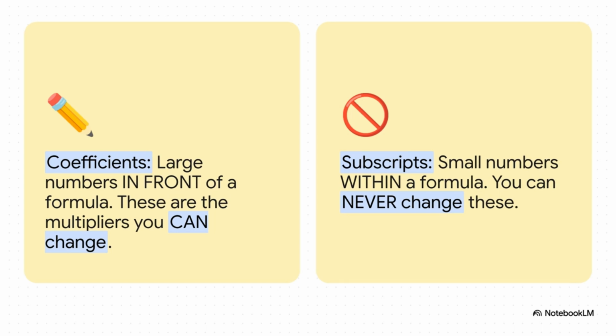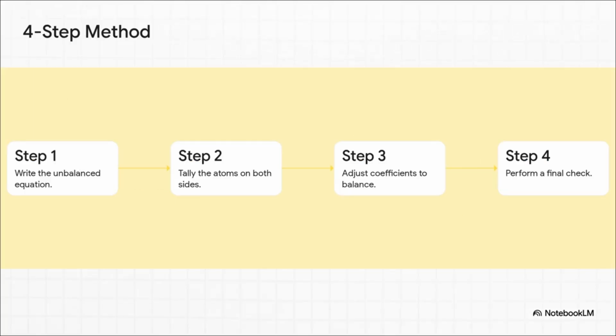Then you have subscripts, the little numbers inside a formula. And this is the number one rule. You can change the coefficients all day long, but you can never, ever touch the subscripts. And here's our roadmap. It's a super simple 4-step process. First, write down the equation. Second, tally up the atoms. Third, you start adjusting those big numbers, the coefficients, to get things even. And finally, you do one last check to make sure everything's perfect. That's it. Let's try it on our water problem.